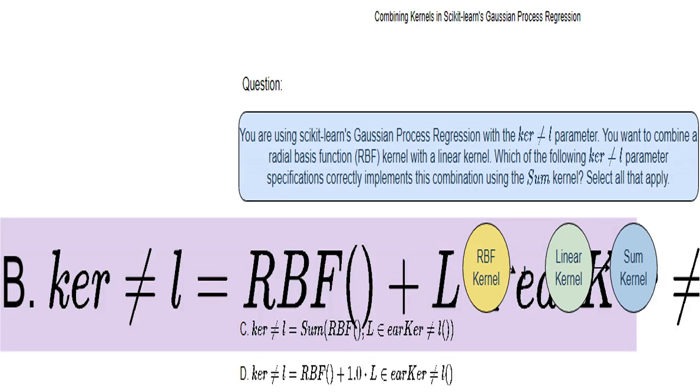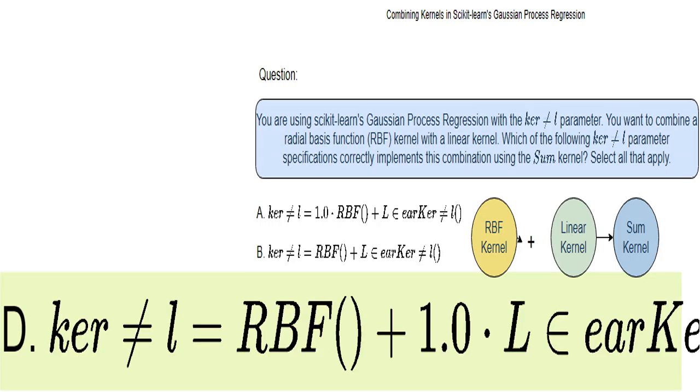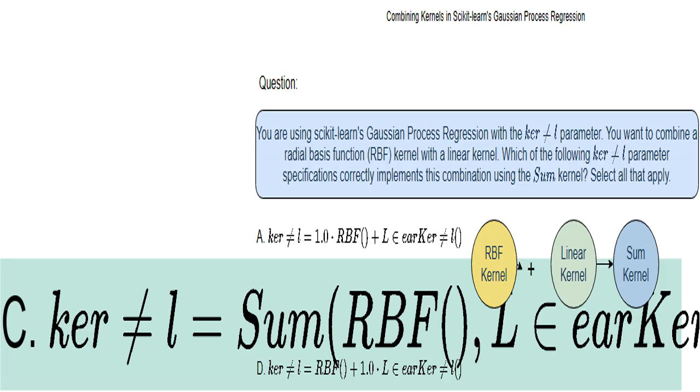This is another correct method. Here, I explicitly use the SUM kernel class to combine the RBF and linear kernels. This is a clear and efficient approach, making the code easily readable. This is also perfectly fine. Notice, I'm scaling the linear kernel by multiplying it with 1.0. I can also scale RBF or even both before combining them. The plus sign combines them. This option does the same thing as D, but it scales the RBF kernel by 1.0 before adding the linear kernel. Both methods are entirely valid.